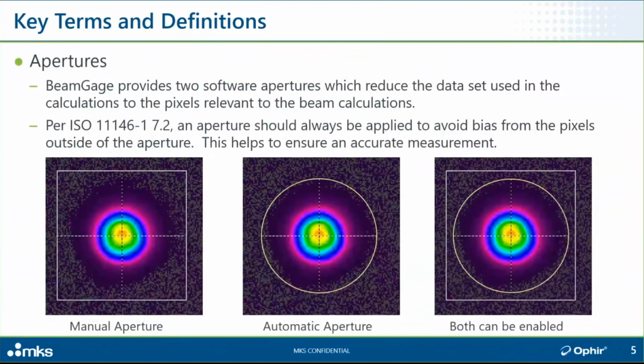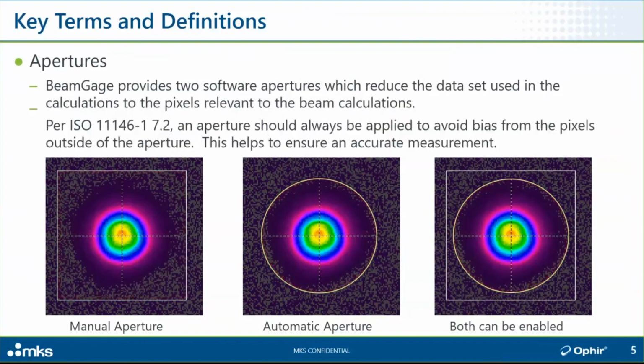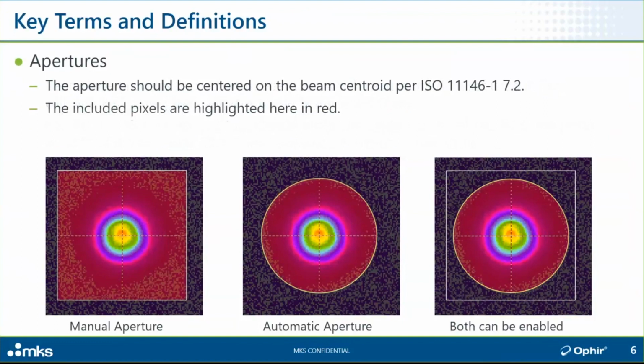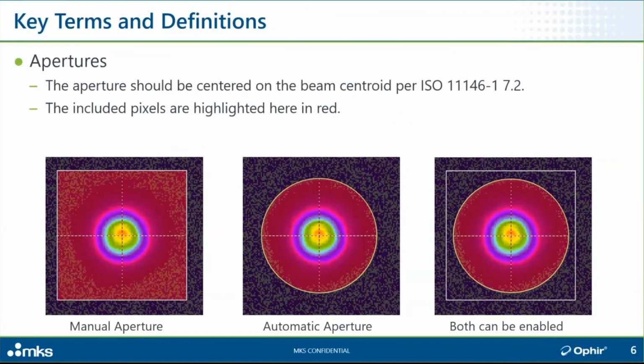For apertures, understanding software aperturing is important to accurate laser profiling. BeamGage offers two different software apertures, and they can both be used together. Per the ISO specification 11146-1, aperture should always be applied to avoid bias from pixels outside of the area immediately surrounding the beam. This helps to ensure an accurate measurement. The areas highlighted in red are going to be the pixels that are included in the measurement. It's just like drawing a fence around the pixels that you really want. The apertures should be centered on the beam centroid, as shown in these images.